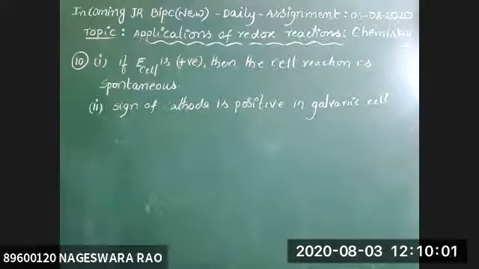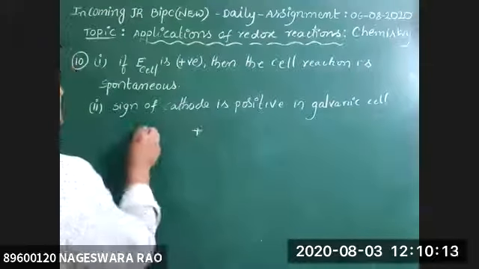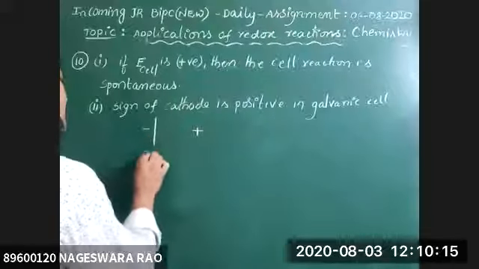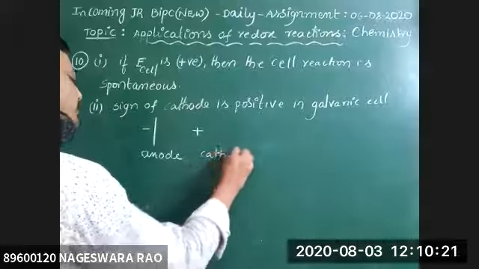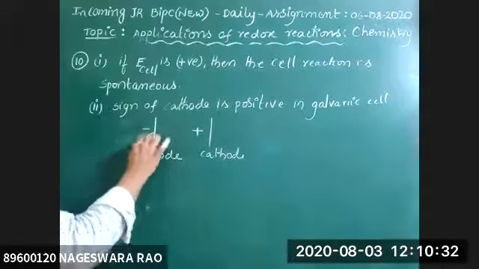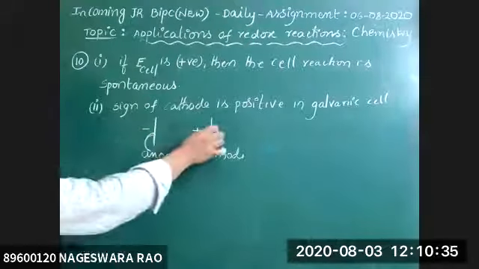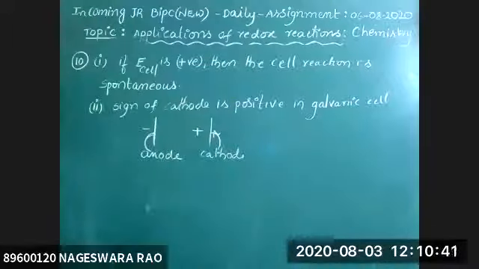Sign of the cathode in a galvanic cell is positive. In a galvanic cell, the cathode is represented as positive and the anode is represented as negative. Anode is negative, cathode is positive. The anode releases electrons, that's why it is negative. The cathode accepts the electrons, that's why it is positive, in a galvanic cell or electrochemical cell.